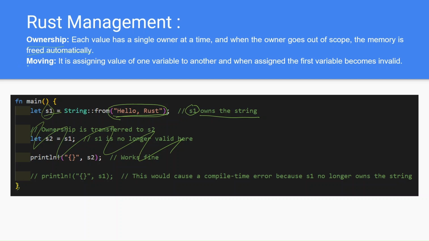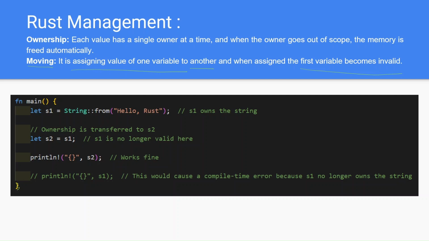Second concept is moving. So what moving is, I'll explain it in just a second. Alright, so what moving is, it assigns the value of one variable to another, and if you try to access the first variable, the value of which has been moved to the other variable, then the first variable becomes invalid.